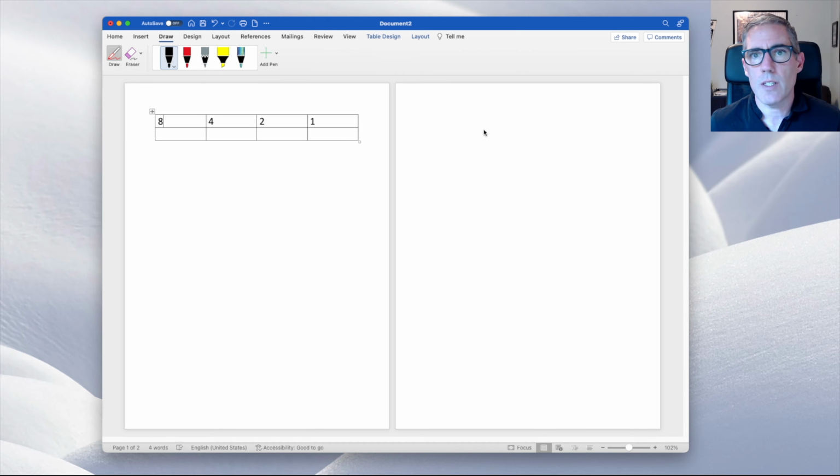What we're doing here is very similar to saying if we had the number 296. 6 is in the 1's position, 9 is in the 10's position, and 2 is in the 100's position. So we have 296. Here we're dealing with binary, so we have the 8's position, the 4's position, the 2's position, and the 1's position.